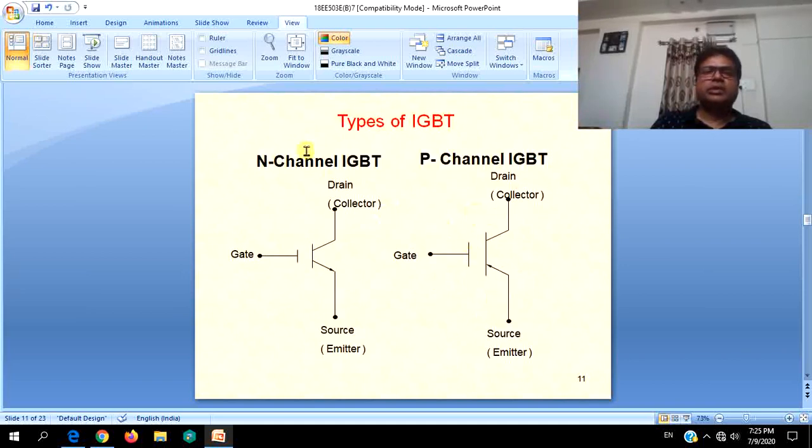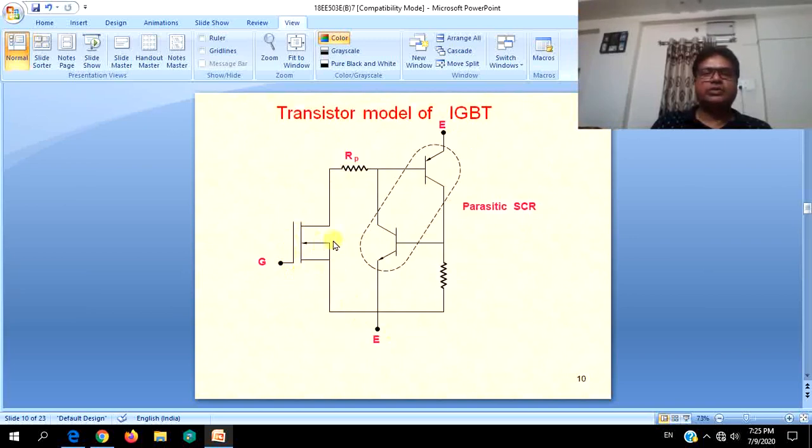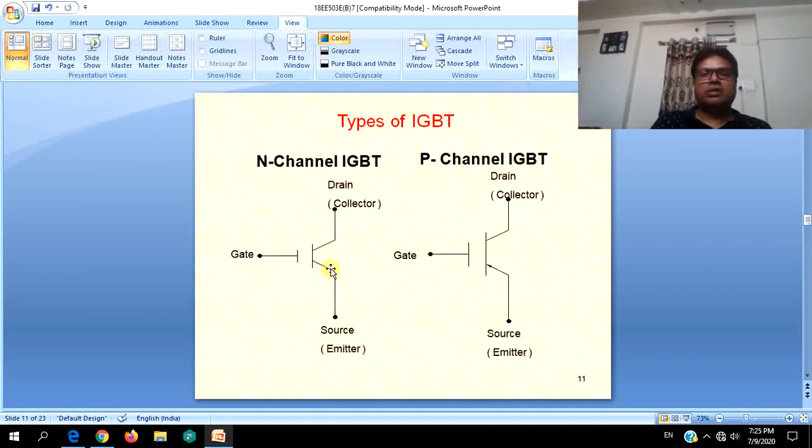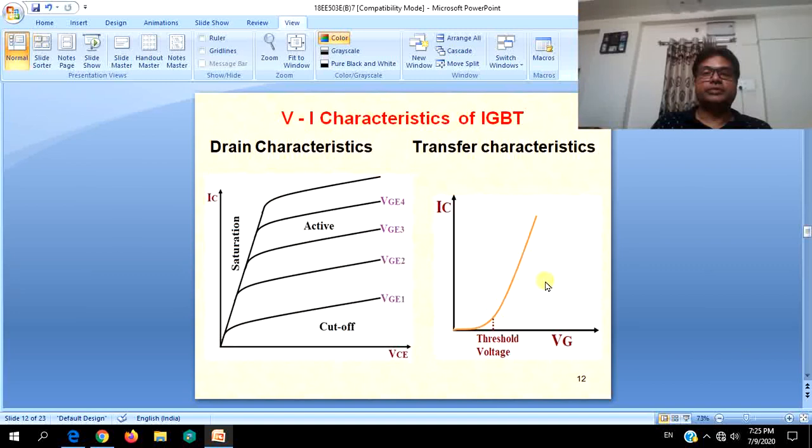When it comes to types, it is N channel IGBT and P channel IGBT, where N type MOSFET is used. This is P type. For N type, the arrow goes out of the emitter. For P type, the arrow into the emitter comes in.